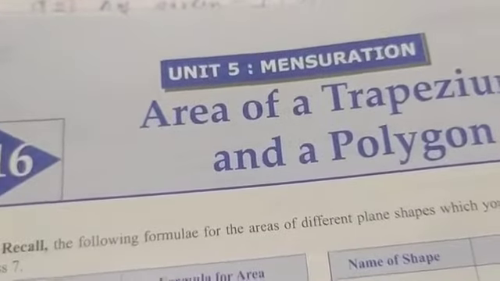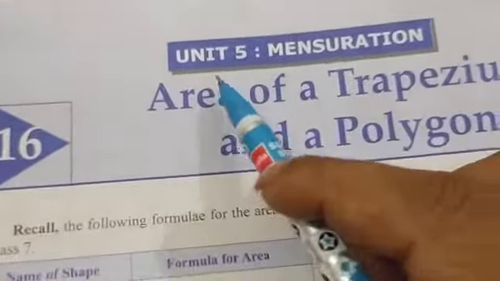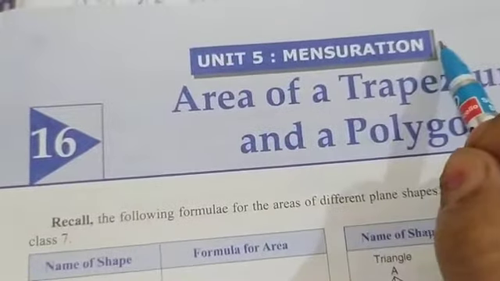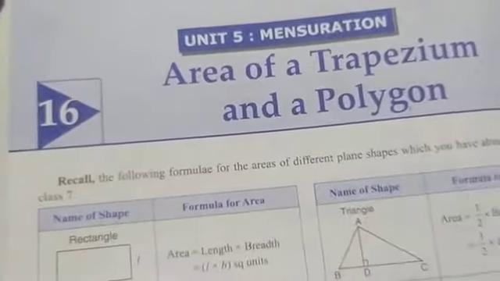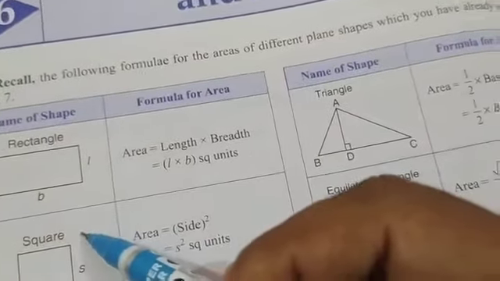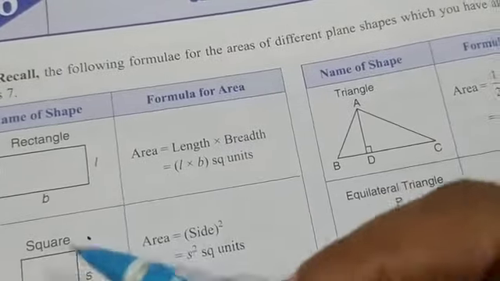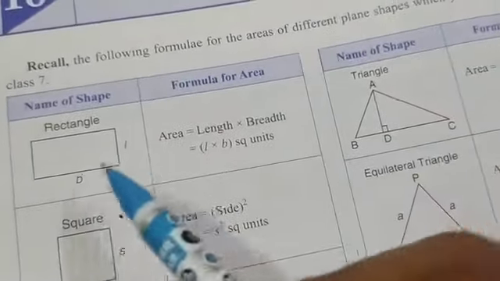Hello students, today I am starting Unit 5, the Mensuration chapter, Chapter 16, Area of Trapezium and a Polygon. So, first of all, we will recall some formulas.